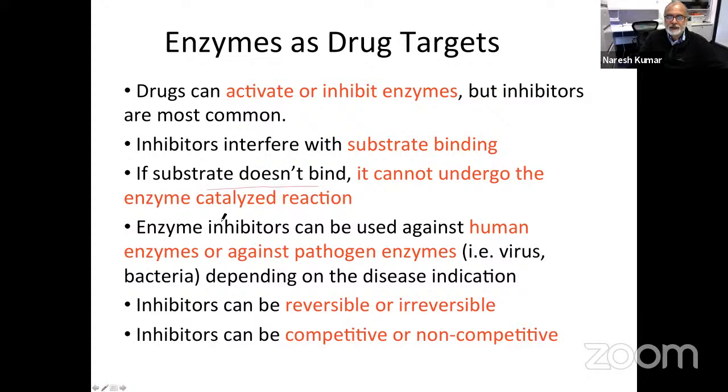And the interesting thing is that enzyme inhibitors can be used against human enzymes. They can also be used against pathogen enzymes, virus or bacteria, depending upon the disease condition. So if you want to, for example, kill a virus in the body, you then have an inhibitor which is inhibiting the enzyme which is required by the virus. On the other hand, for other human diseases, you might need to inhibit the human enzyme rather than the pathogen enzyme, okay? And inhibitors can be reversible or irreversible.